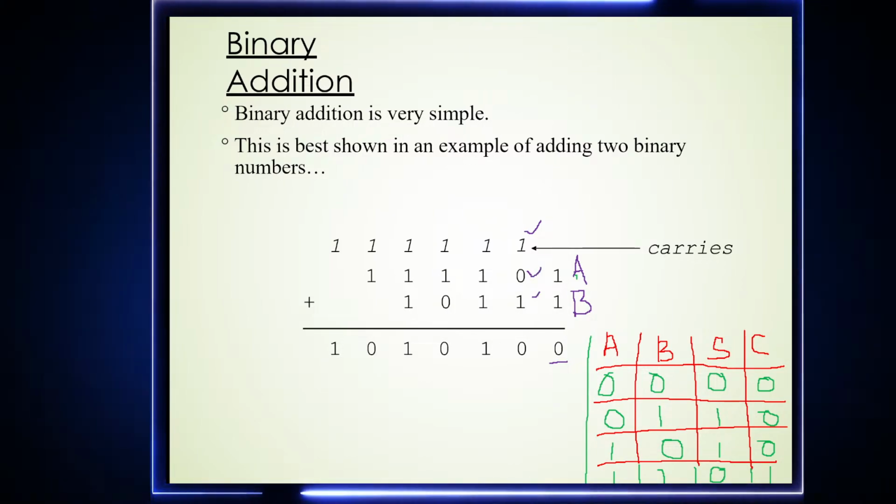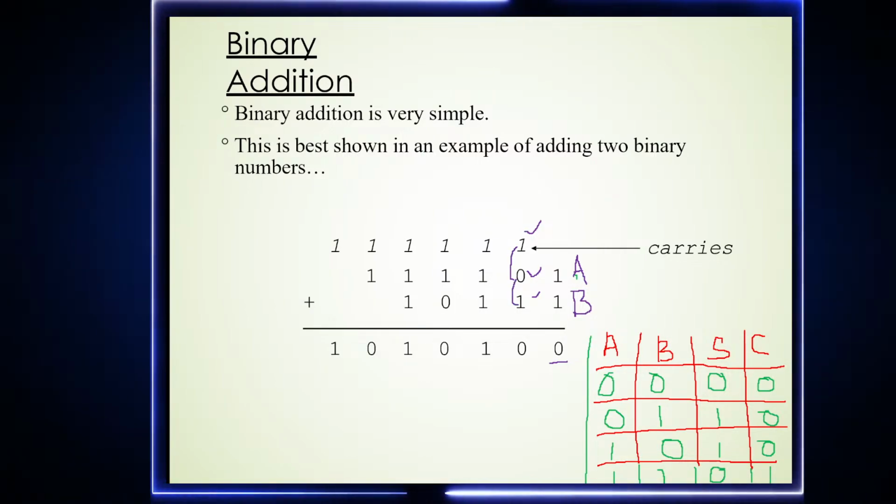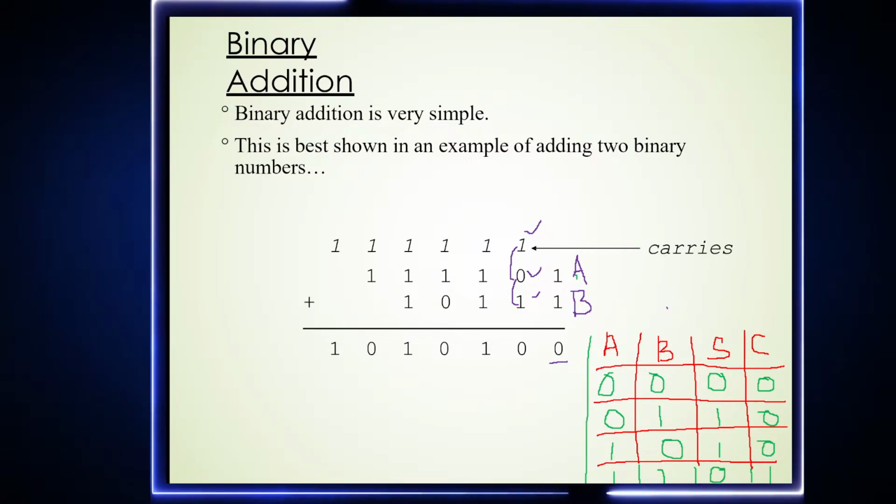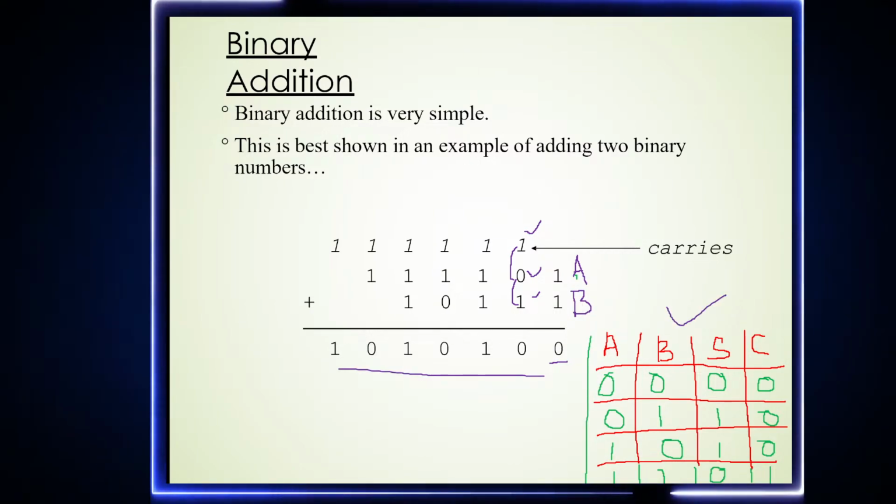So 1 plus 0 is 1, right? 1 plus 0 is 1, and 1 plus 1 is sum 0 carry 1. Similarly, when you keep on adding this using this table, this is the answer that you get, right?